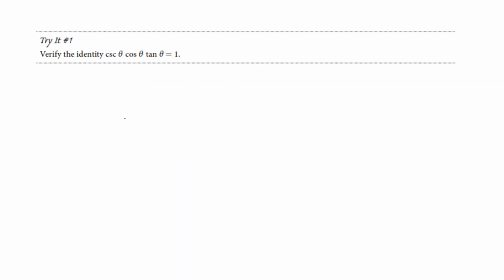Okay, let's try it again. You can try this on your own. Or I'm going to go ahead and start tackling it here. I'm going to just make the basic substitution of the definition. Okay, so let's substitute. I just substituted one simple definition here.